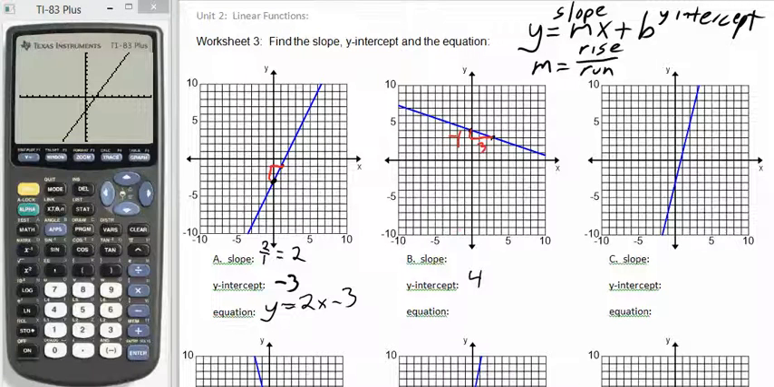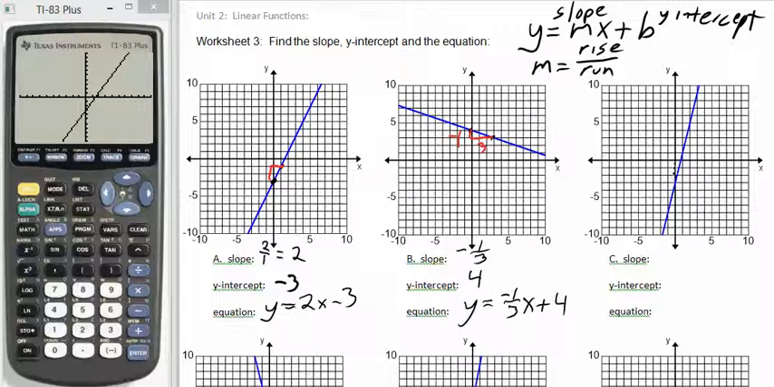So our slope is -1/3. So our equation, y equals -1/3 x plus 4. All right, I'll do one more with you, and then you're going to do the rest of them by yourself.